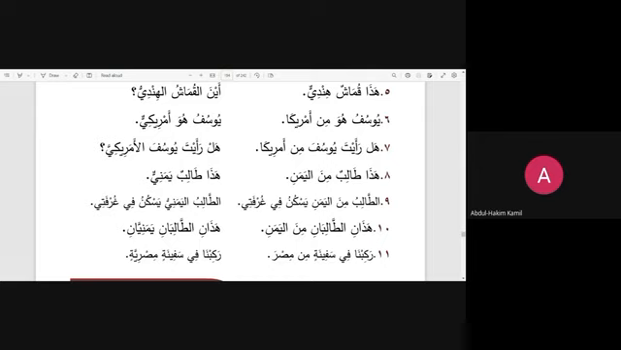هذا طالب من اليمن. هذا طالب يمني. الطالب من اليمن يسكن في غرفتي. الطالب اليمني يسكن في غرفتي.